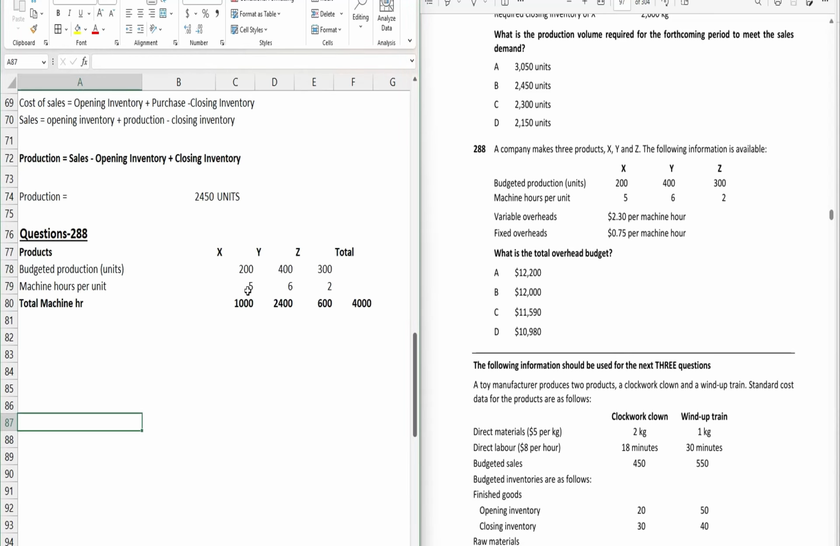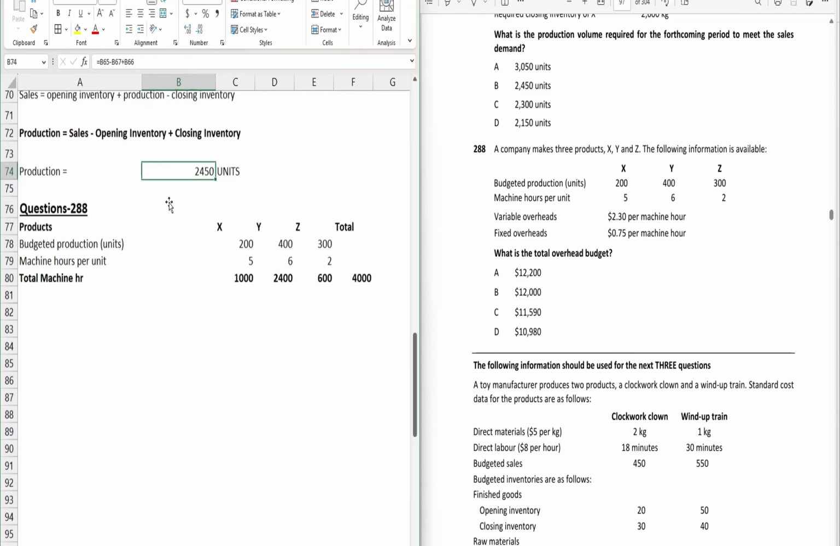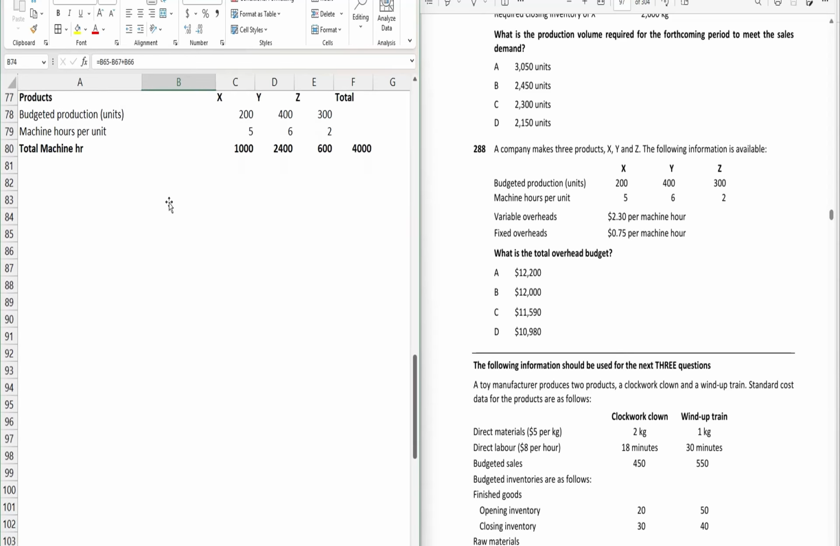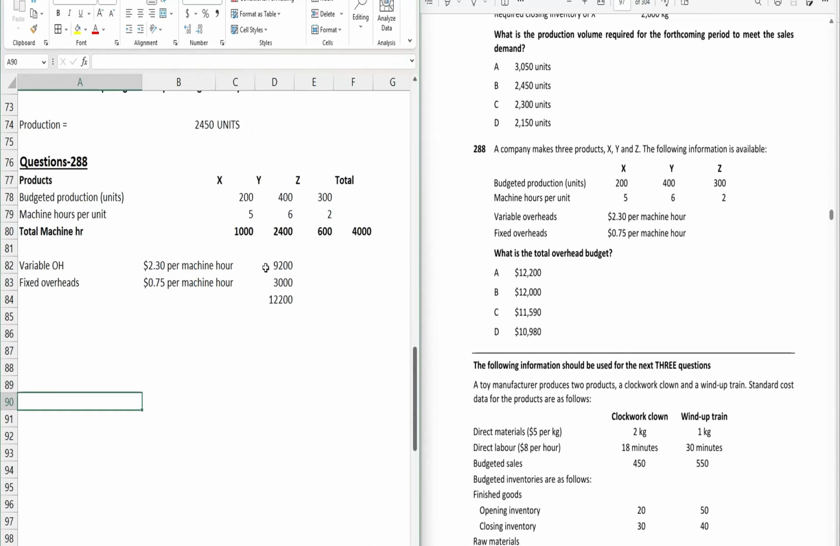Here it is. I have multiplied 200 into 5, that gives 1000, and 400 into 6, that gives 2400. Similarly for the Z. And now I have added all of these three. That means the total machine hours I need is 4000 hours in order to produce all of these three quantities. So now let's calculate the variable overhead.